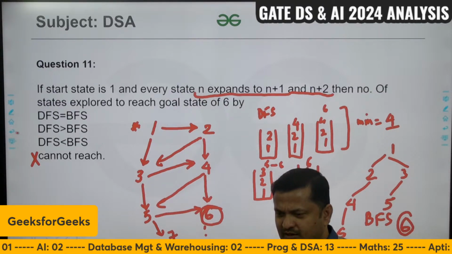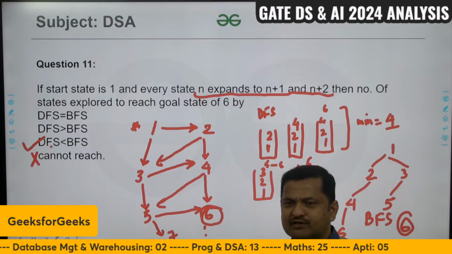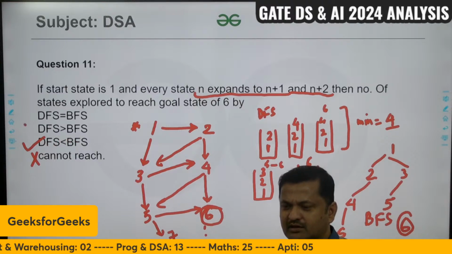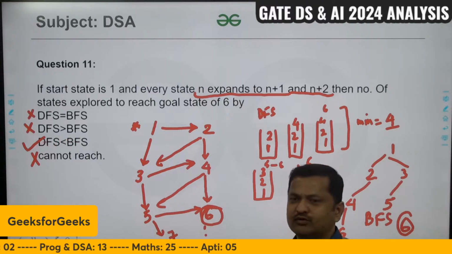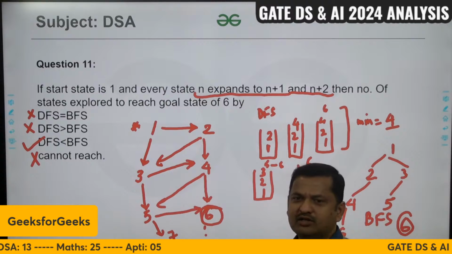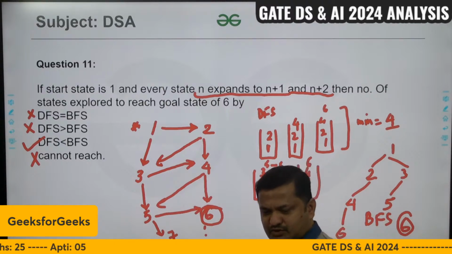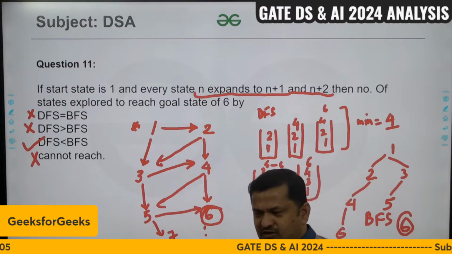So the third option is going to be the correct one. DFS is lesser than BFS. The first, second and fourth options are wrong in this particular scenario. I'm sure you are able to get this particular question.